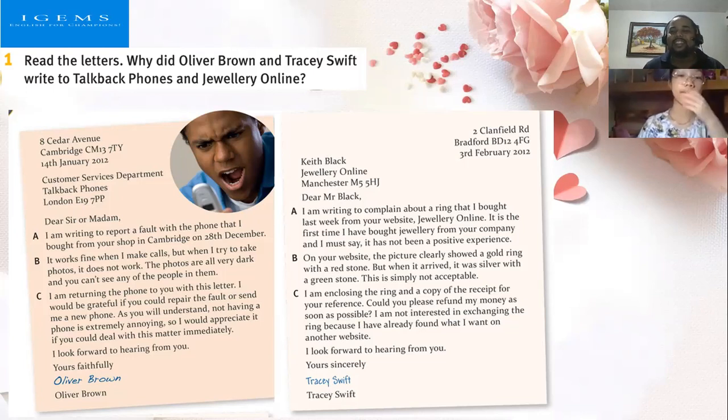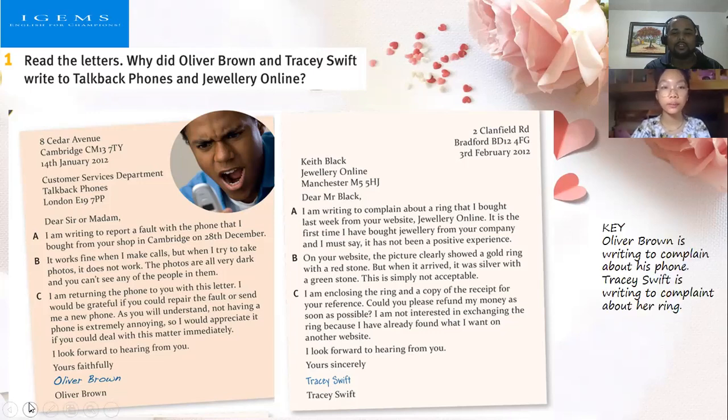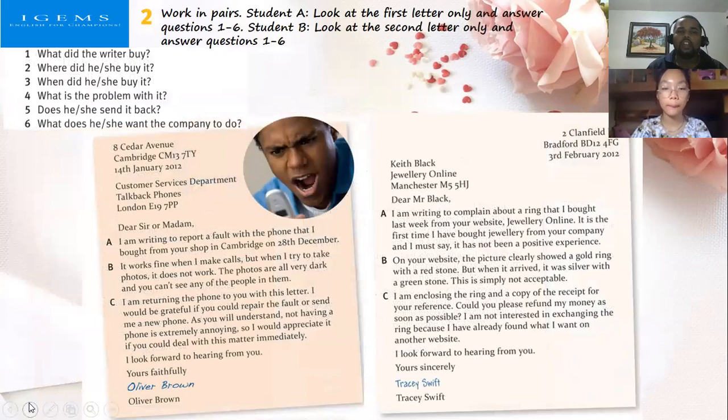All right, so now let's continue, Tao. Let's go ahead with the next exercise. So this is the second character. Her name is Tracy Swift. Have you ever heard about Taylor Swift? Yes, she's a popular singer from here. Right.